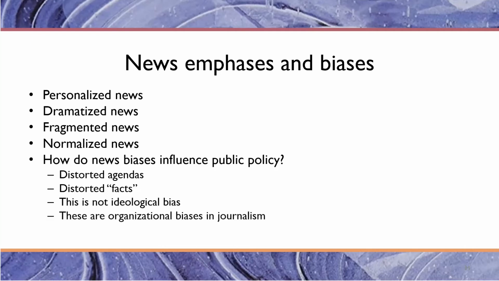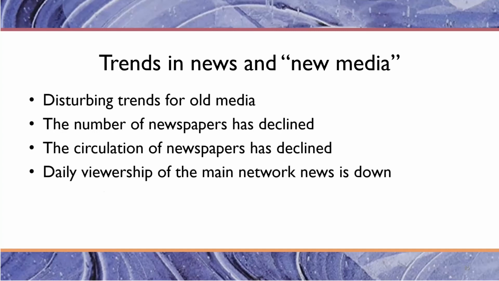So these organizational biases in journalism are things like telling, quote, both sides, unquote, of the story, even though stories oftentimes will have multiple sides, or relying on the same sources, or using drama as an organizing principle for the news. Now, there are some trends in news and in what we call the new media that are disturbing for many people in the old media world. The old media being traditional radio and television and newspapers.